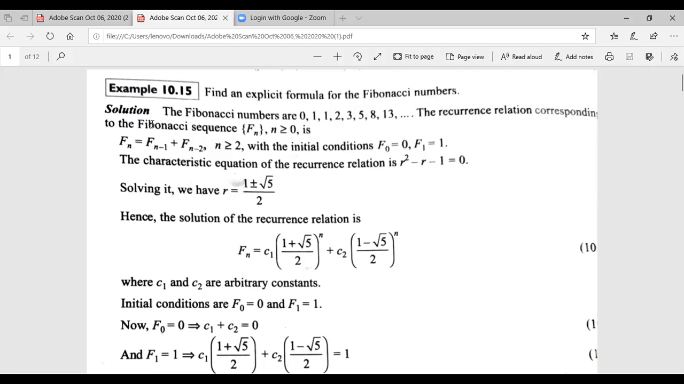So the solution. The Fibonacci numbers are 0, 1, 1, 2, 3, 5, 8, 13. The recurrence relation corresponding to the Fibonacci sequence is Fn is equal to Fn minus 1 plus Fn minus 2, n greater than or equal to 2, with the initial conditions F0 is equal to 0, F1 is equal to 1.